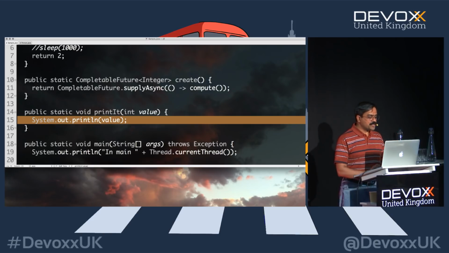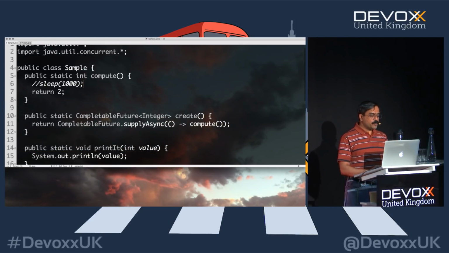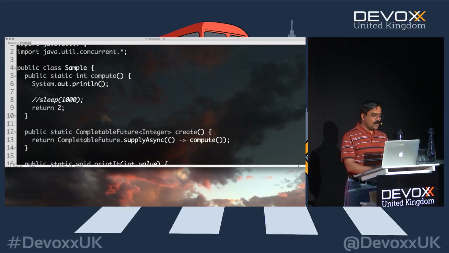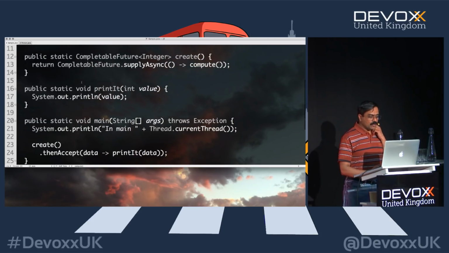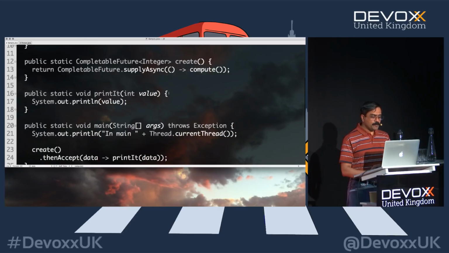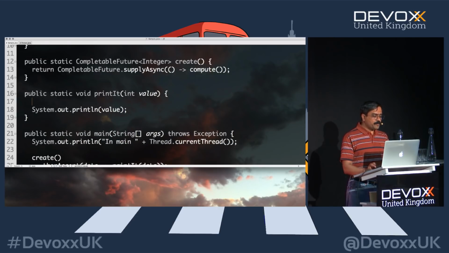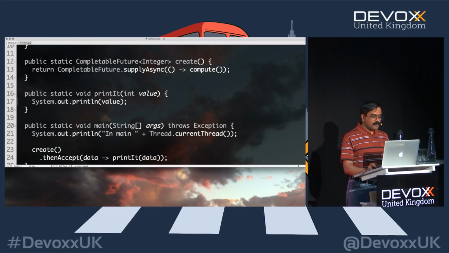So to understand this, let's go back to this example, and let's print out the thread of execution in the compute method. So in the compute method, I'm going to say compute, and then I will say Thread.currentThread to show what thread is executing the compute method. Similarly, I am going to come down to the print method, and I'm going to print the value, but after printing the value, I will also print here Thread.currentThread.